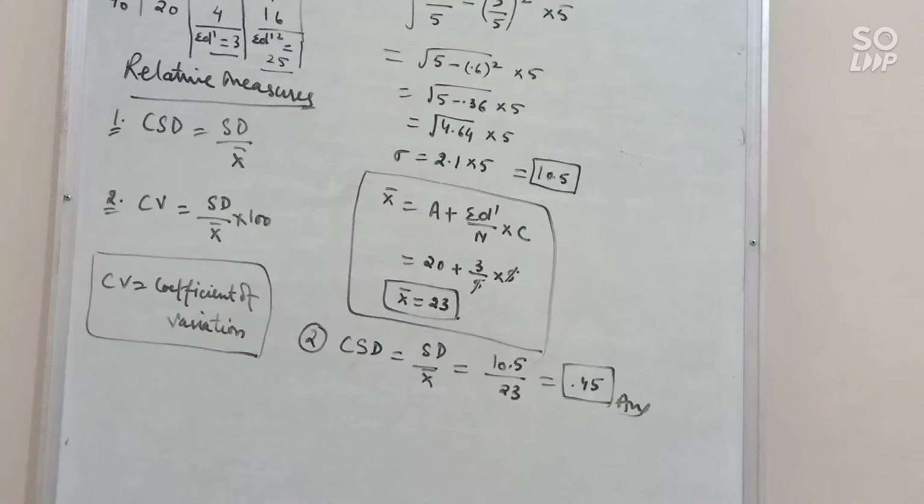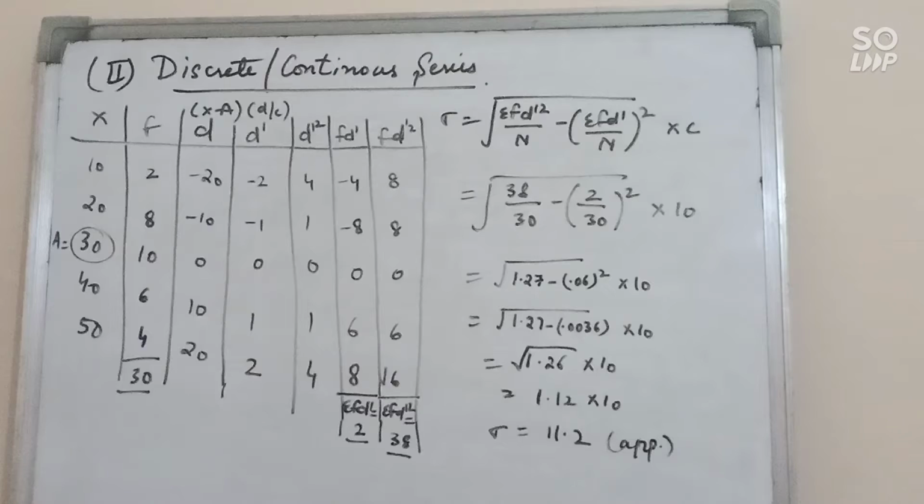Okay. But you need to learn these two formulas: CSD is SD upon mean, and CV, that is coefficient of variation, formula is standard deviation upon mean into 100. You just need to multiply with 100. You may get this question in 3 marks also. How? You may get one missing value and 2 values are given. You can find out the third value with the help of this formula. Clear?